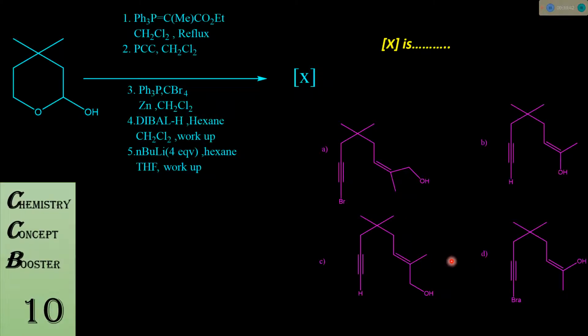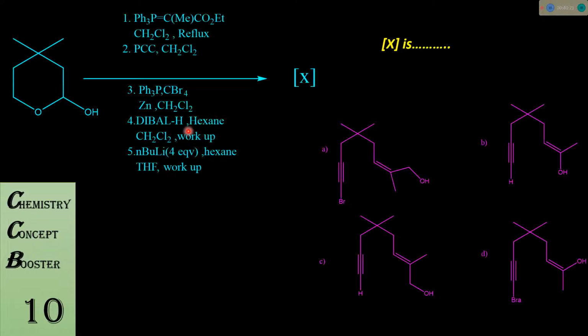So next, let's move to the next question. This is chemistry concept booster 10. This is a hemiacetal, a cyclic hemiacetal. These reagents are used. This is a phosphonium ylide. PCC is also used. So PPh3, CBr4. I think you can recognize in which reaction this reagent is normally used. So we will see this is the reagent of Corey-Fuchs reactions.